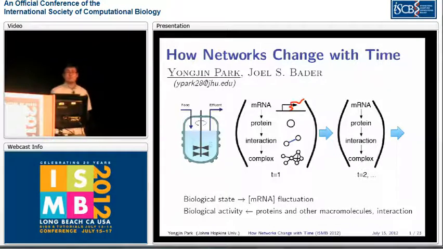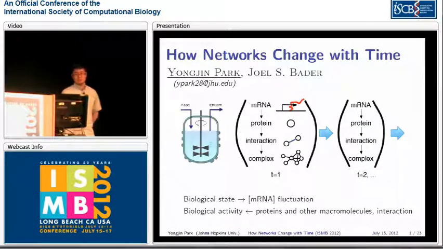If you want to study biological systems, for example a chemostat or bioreactor, you want to measure what's going on inside of this system in a time series. You can measure mRNA, proteins, or interactions and complexes. What characterizes the biological state of this system we can get from the mRNA fluctuation, because mRNA is the most widely used high throughput experiment. But other data sets like protein level measurement, protein-protein interaction measurement, or protein complex measurement are difficult to access.